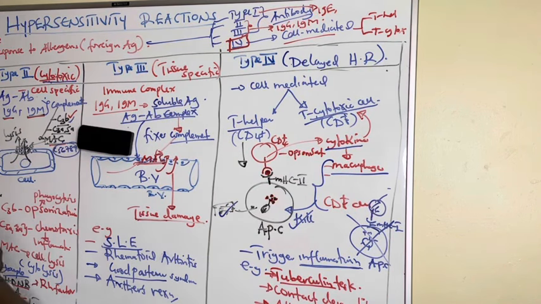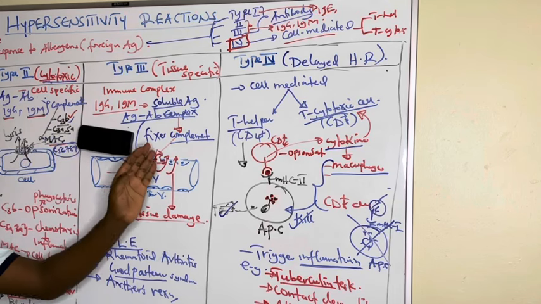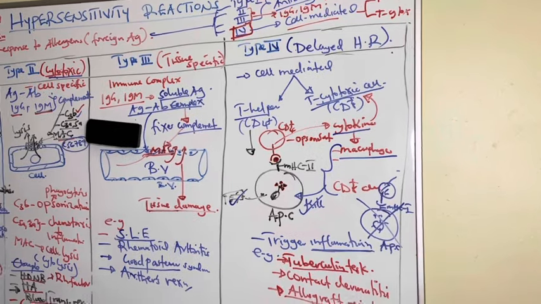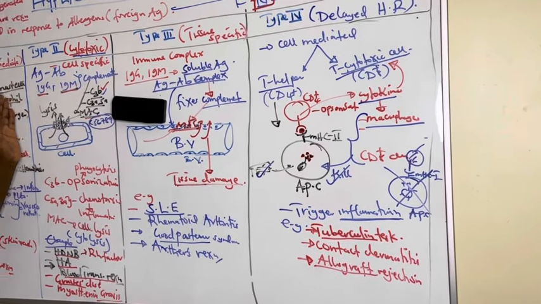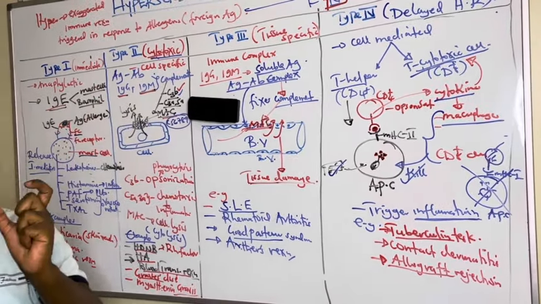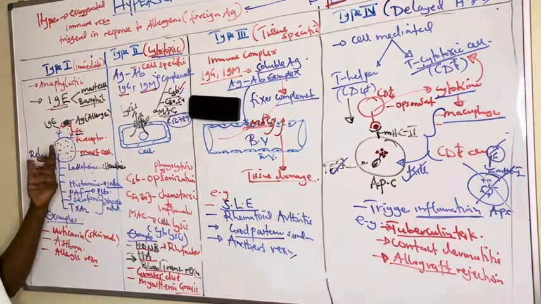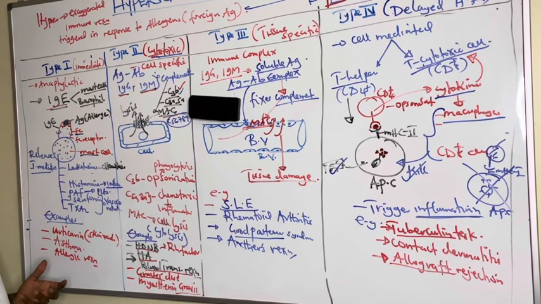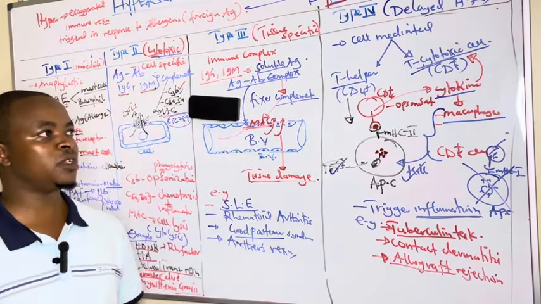Hope you have learned something, whereby we have discussed type 1, type 2, type 3, and type 4. We have seen type 1 is an anaphylactic immediate hypersensitivity reaction involving IgE and mast cells or basophils, which produce inflammatory mediators leading to inflammation or removal of the allergen. Examples we have given: rash or urticaria, asthma, and allergic reactions.